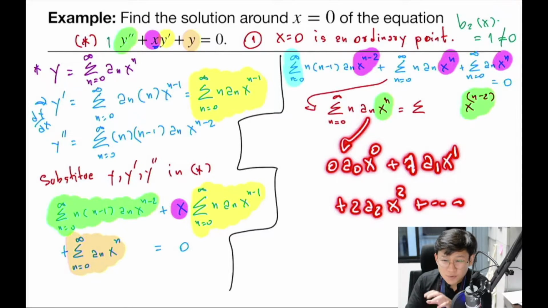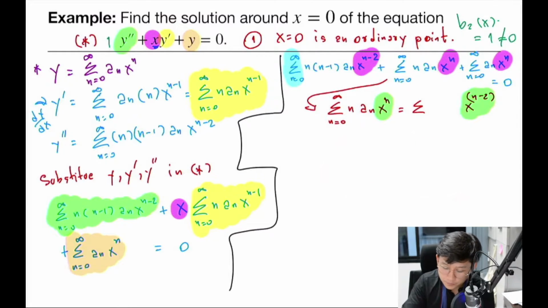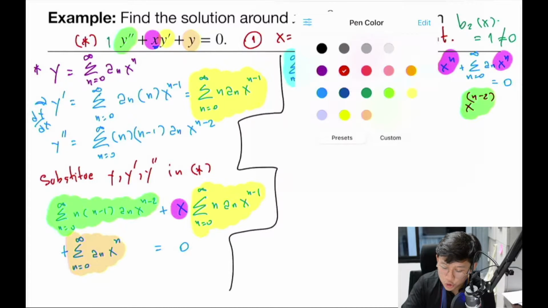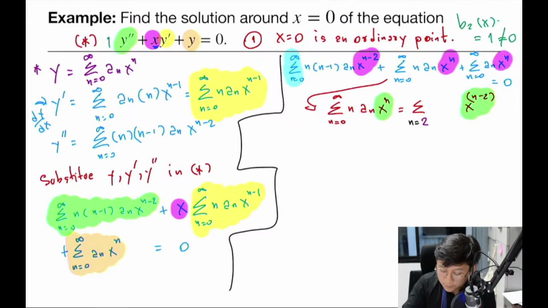So if you want the right hand side to be exactly the same as the left hand side, you just need to start from n equals, what should you start from? You should start from 2. If you start n from 2, x to the n minus 2 will be x to the 0. Make sense? It's going to be x to the 0. And here that will be n minus 2 and a_(n minus 2).